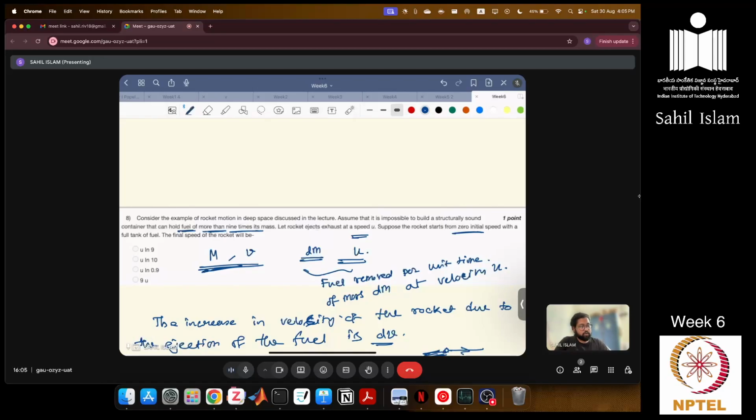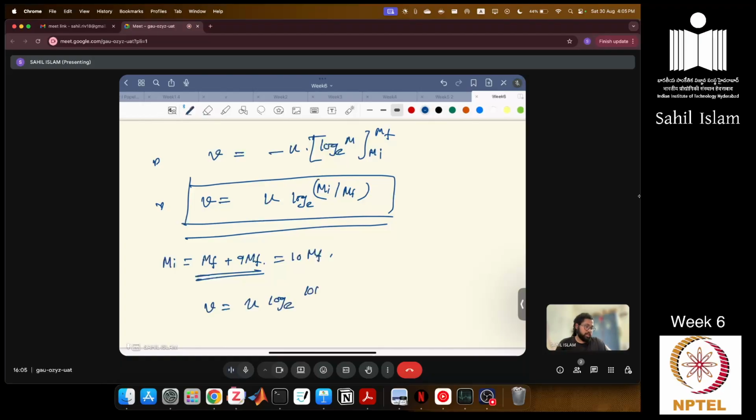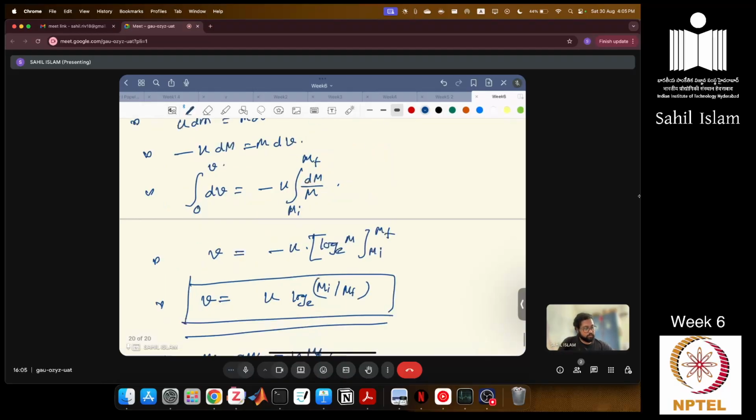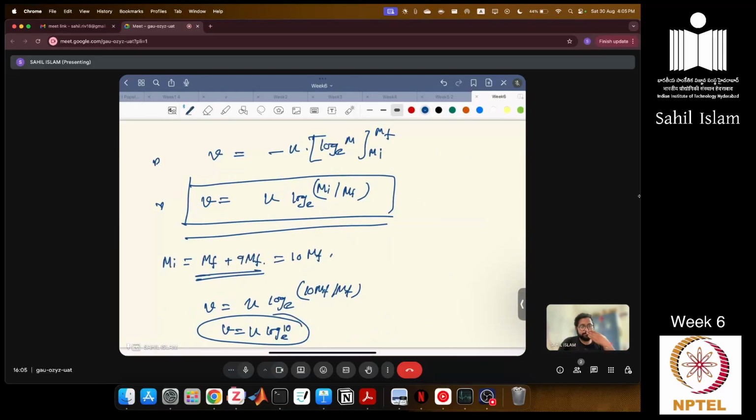Now the question is the container can hold fuel of not more than 9 times its mass. So initial is final plus 9 times final, so 10 mf. So v becomes u log of 10 mf by mf, so u log 10. So the correct answer is this. Okay, simple.